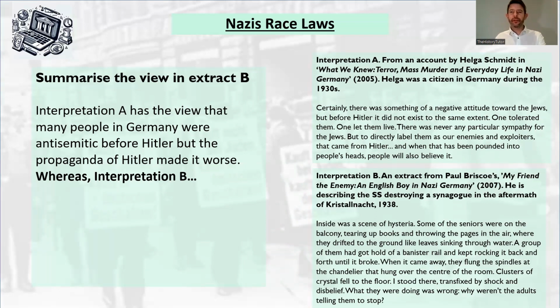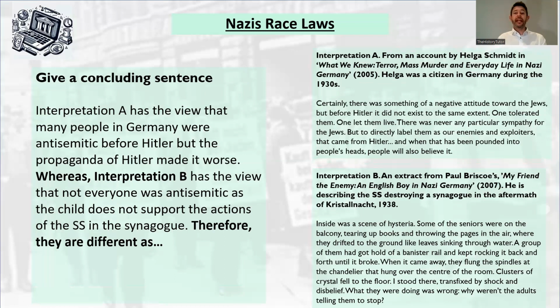All right, so here's what I've come up with. B has a view that not everyone was anti-Semitic, as the child does not support the actions of the SS in the synagogue. Now, it's a bit of a funny one here, of course, because he's an English child visiting, as you'll find from the provenance. But still, the text sort of supports this idea.